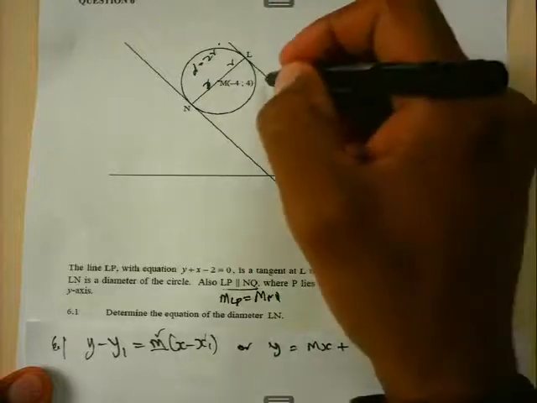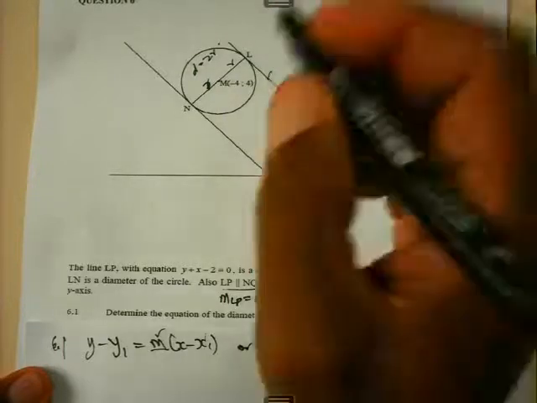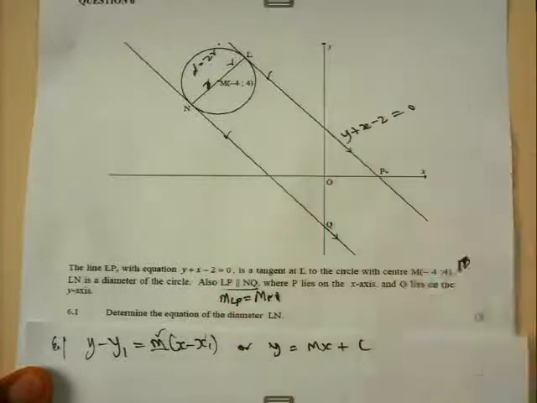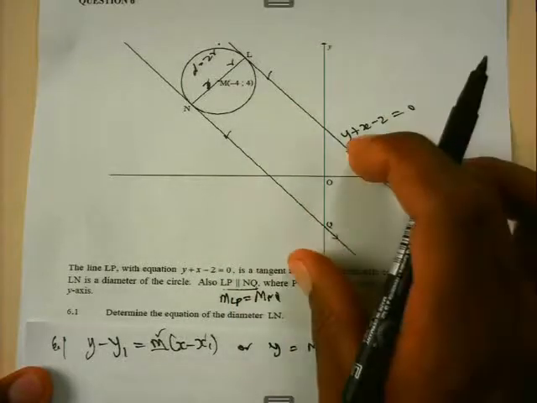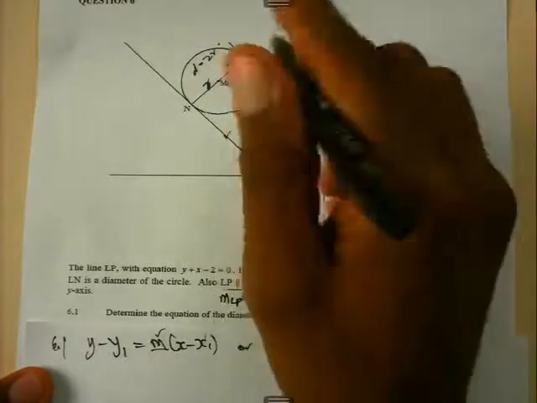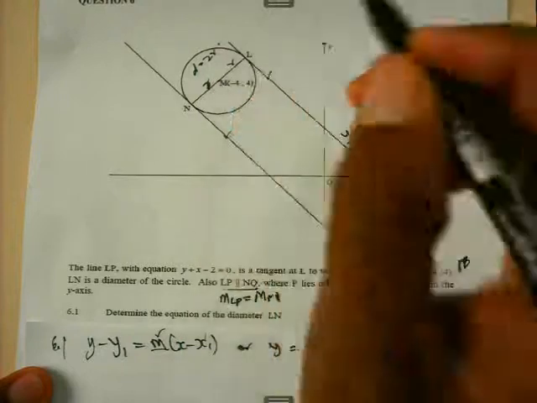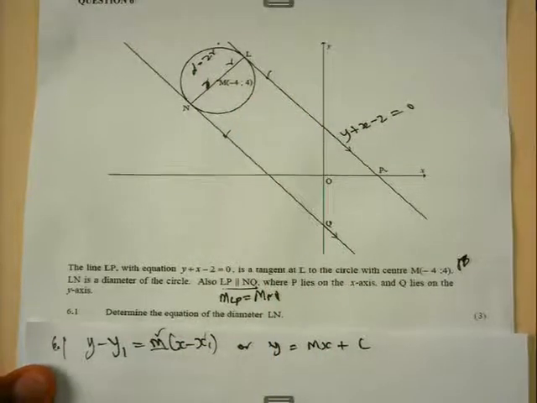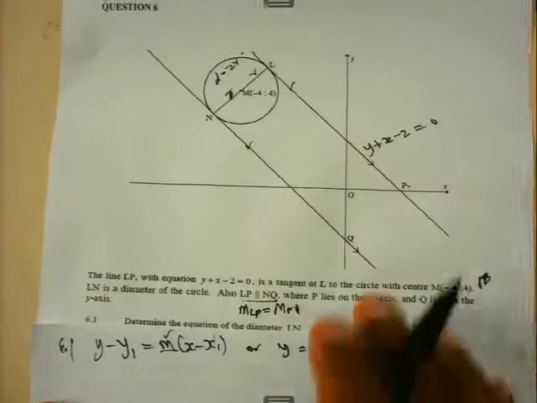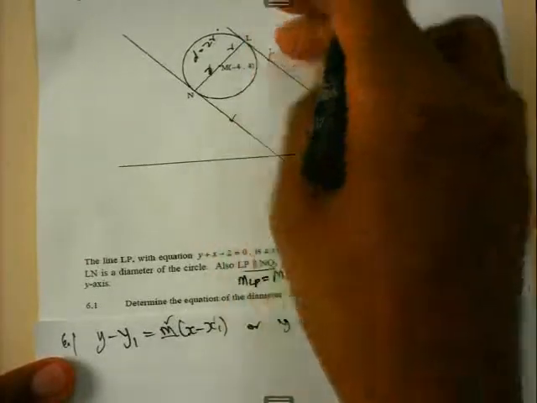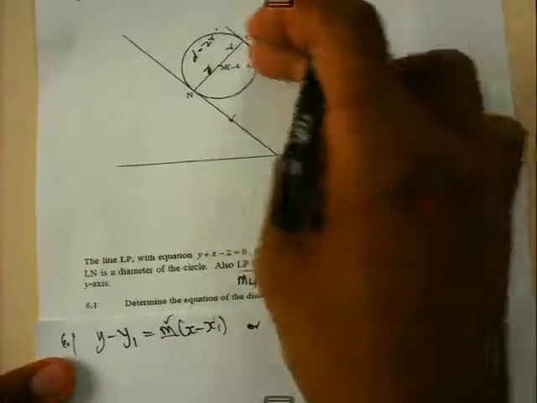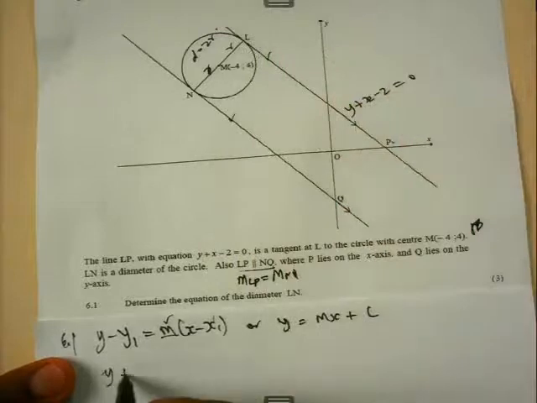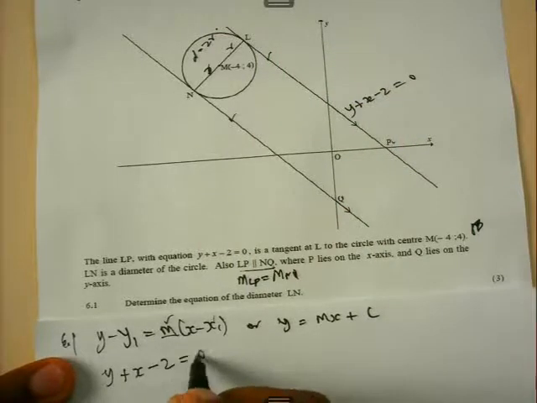Yes, we have the tangent on this side, LP, and also the tangent on this side, NQ. Why the tangent? Because we know that they are perpendicular to the radius. Right, now let us see. We have the equation of the tangent LP, which is y plus x minus 2 is equal to 0.